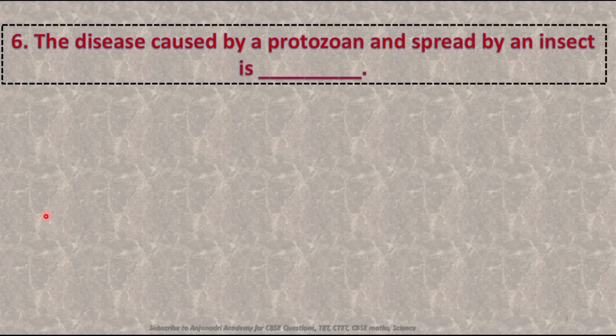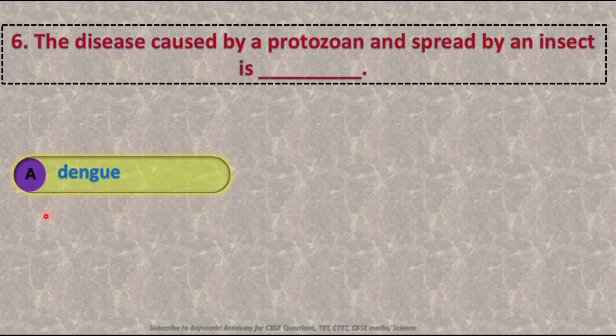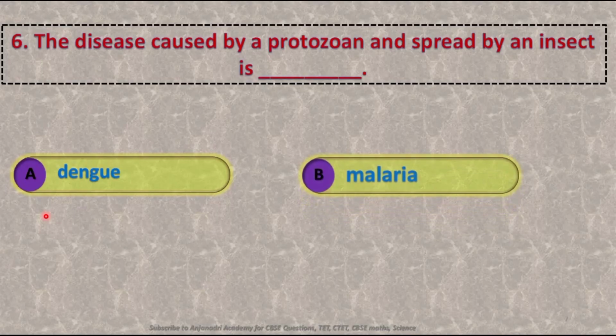The disease caused by a protozoa and spread by an insect is, the first option, dengue. It is caused by virus and spread through a carrier known as mosquito. The second option is malaria. It is caused by protozoa and spread through the mosquito.